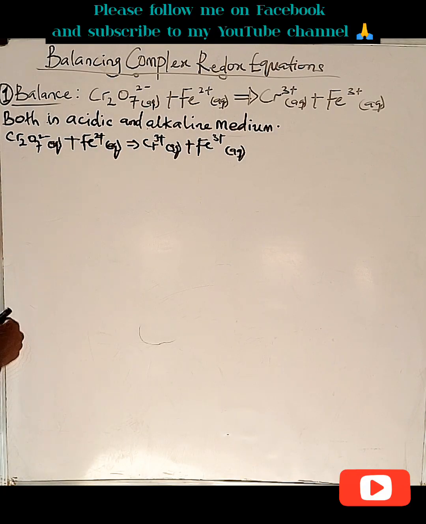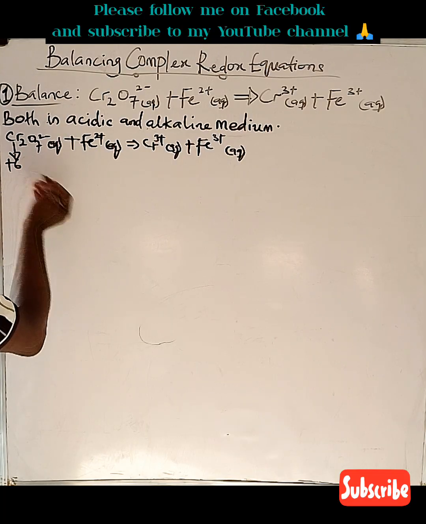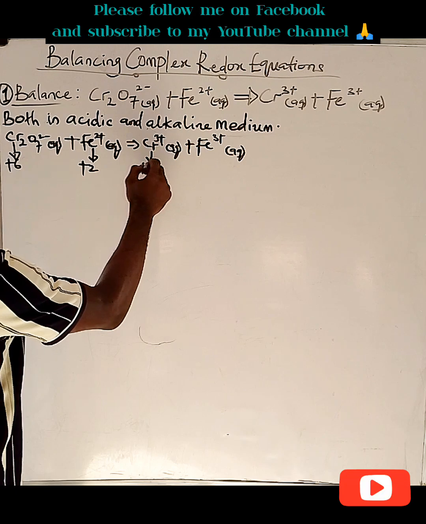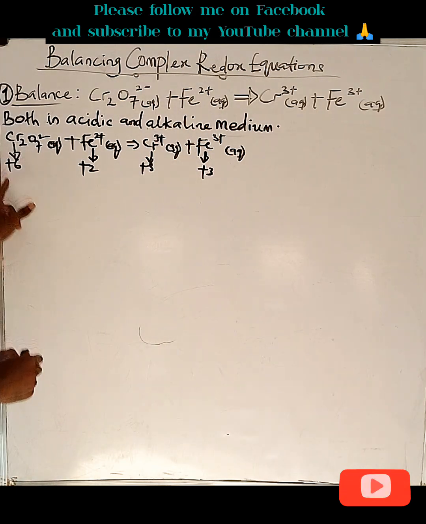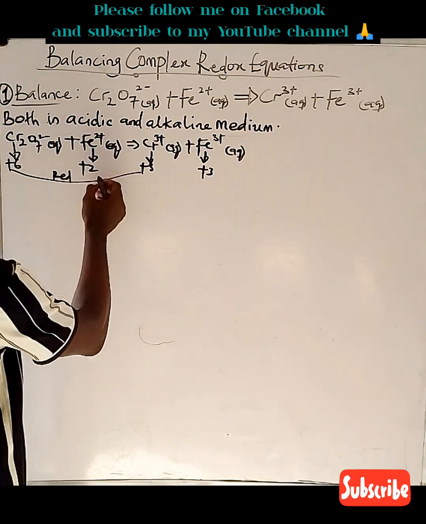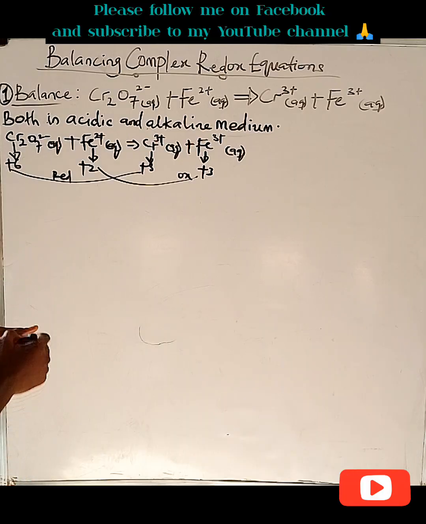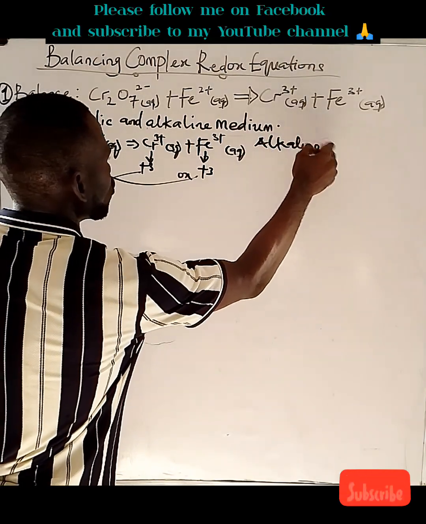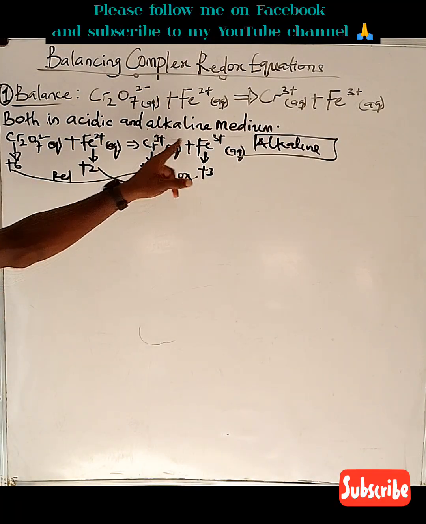The first thing we're going to do, don't forget, is get our oxidation numbers first, which we discussed already. Plus 6 here, minus 2, plus 2, plus 3, then plus 3 also. So here we have a reduction. This will be a reduction. Right here we have the oxidation. So don't forget this is alkaline medium. We are talking about alkaline medium. So we assume that this redox reaction took place in alkaline medium.